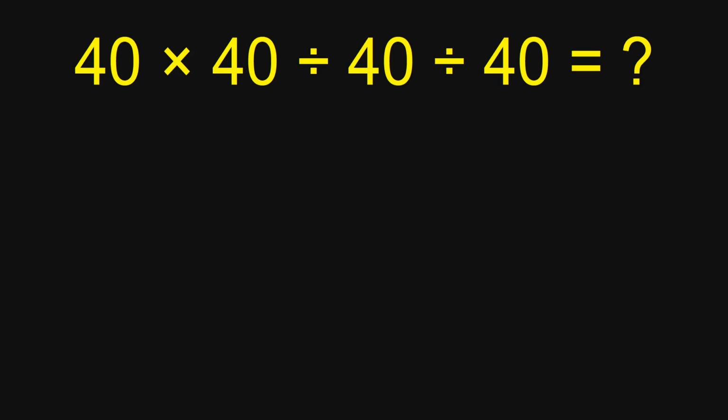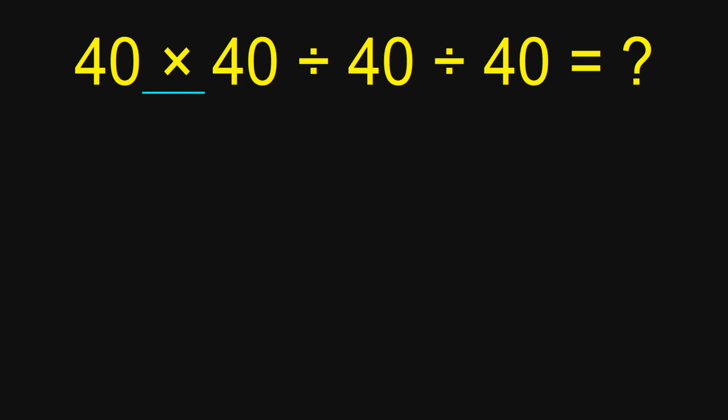In our problem we have 40 times 40 divided by 40 divided by 40. According to the order of operations, we have to work from left to right. So first we have to do this multiplication, then this division, and finally this division. If you do this division before this multiplication, it's wrong, okay? Now let's start our solution.